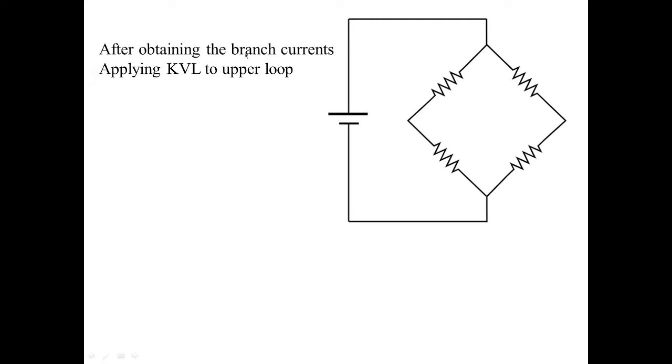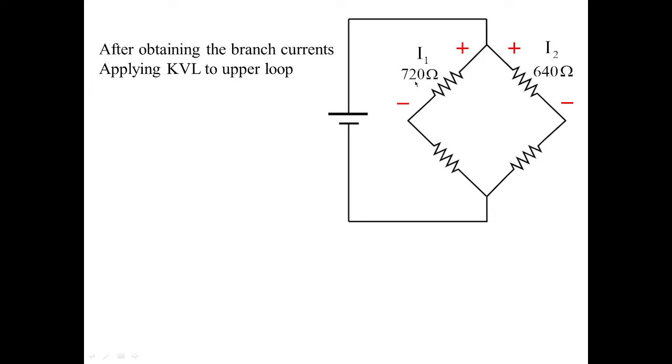After obtaining the branch currents, applying KVL to the upper loop. Now what is this upper loop? Now you see, I1 was flowing in this direction, so the voltage developed was in this direction, and the same current I2 which is flowing in this resistor has developed the voltage drop in this direction.